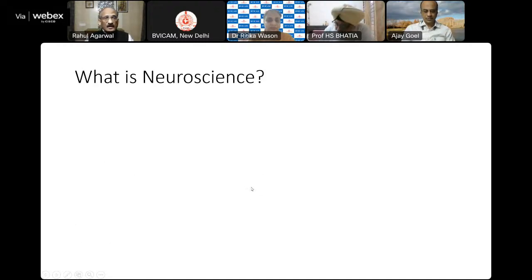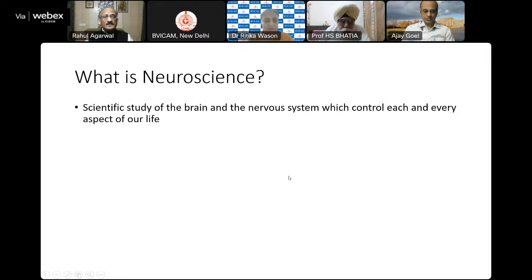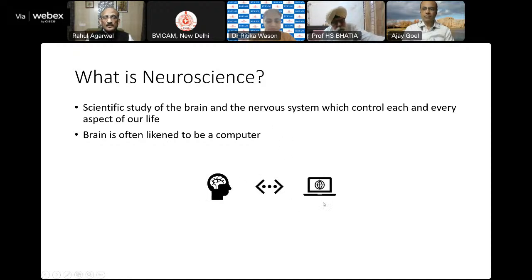So let's start with understanding what is neuroscience. Neuroscience is the scientific study of the brain and the nervous system, which controls each and every aspect of our life. The brain is often likened to a computer. So we say that the brain is the computer for us. And in terms of brain technologies, we look at enhancing what is possible to explore the brain by using computers.